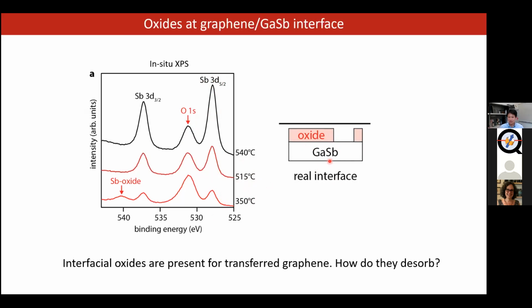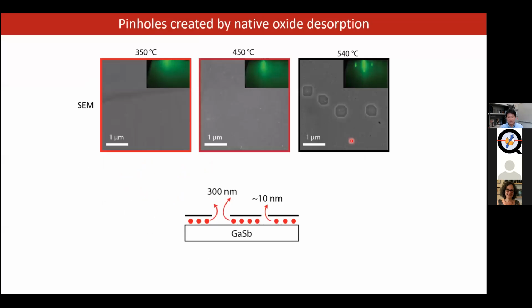Then you can ask the question, how do these interfacial oxides actually desorb? How does this oxide trapped at this interface actually get out? The way we think this happens is by essentially poking holes in the graphene that was originally nearly pinhole free. So at 350 degrees C, this is after the very light anneal. This is before any major native oxide desorption. You can anneal to 450 degrees C. This is sort of the start of some interfacial oxide desorption.